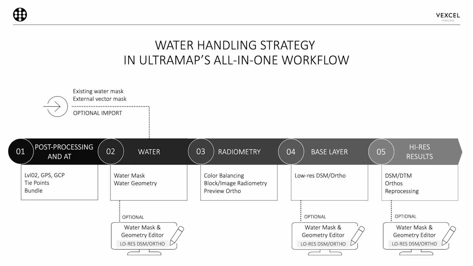Also at that stage, the editing of the water mask and the water geometry is available. This might be useful in cases where there is a large body of water, a sea or a lake, where the water level needs to be adjusted. If that adjustment is done, then only for the affected tiles the reprocessing is started. So this is handled in a very efficient way so that no double reprocessing needs to be done.